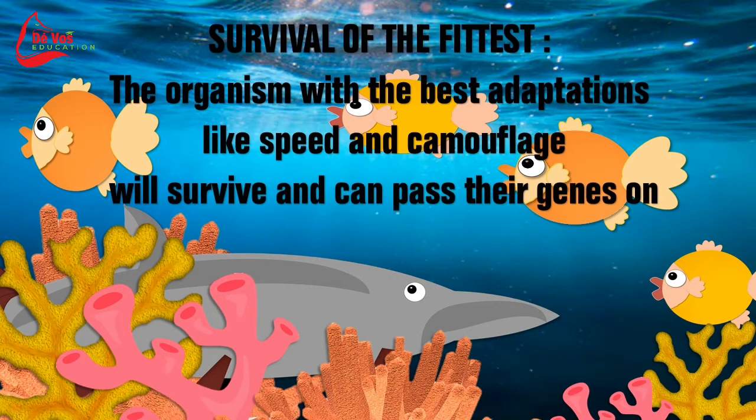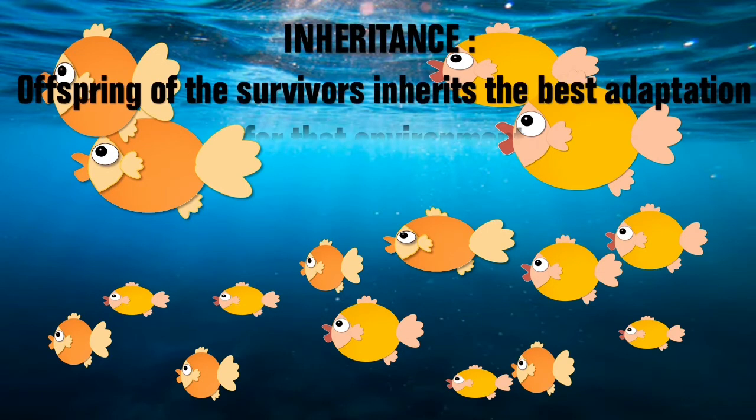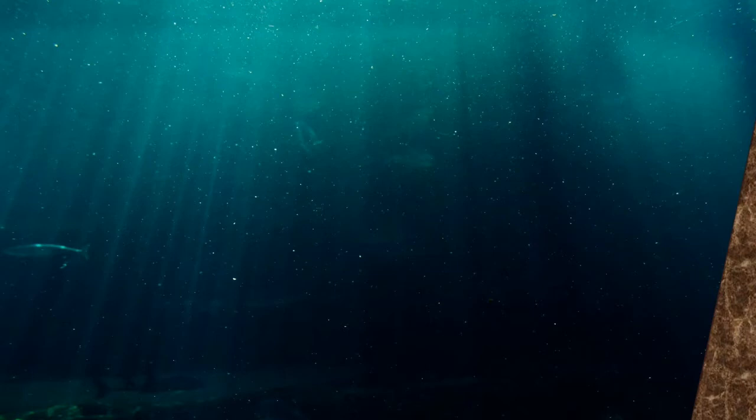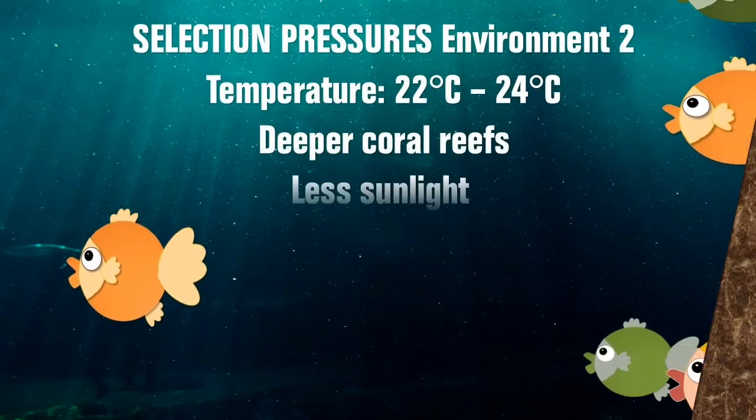The survival of the fittest must be mentioned next. The organisms with the best adaptations, like speed or camouflage, will survive, and then they can pass their genes on to the next generation. So it's important to mention inheritance. The offspring of the survivors will inherit the characteristics of the surviving parents.